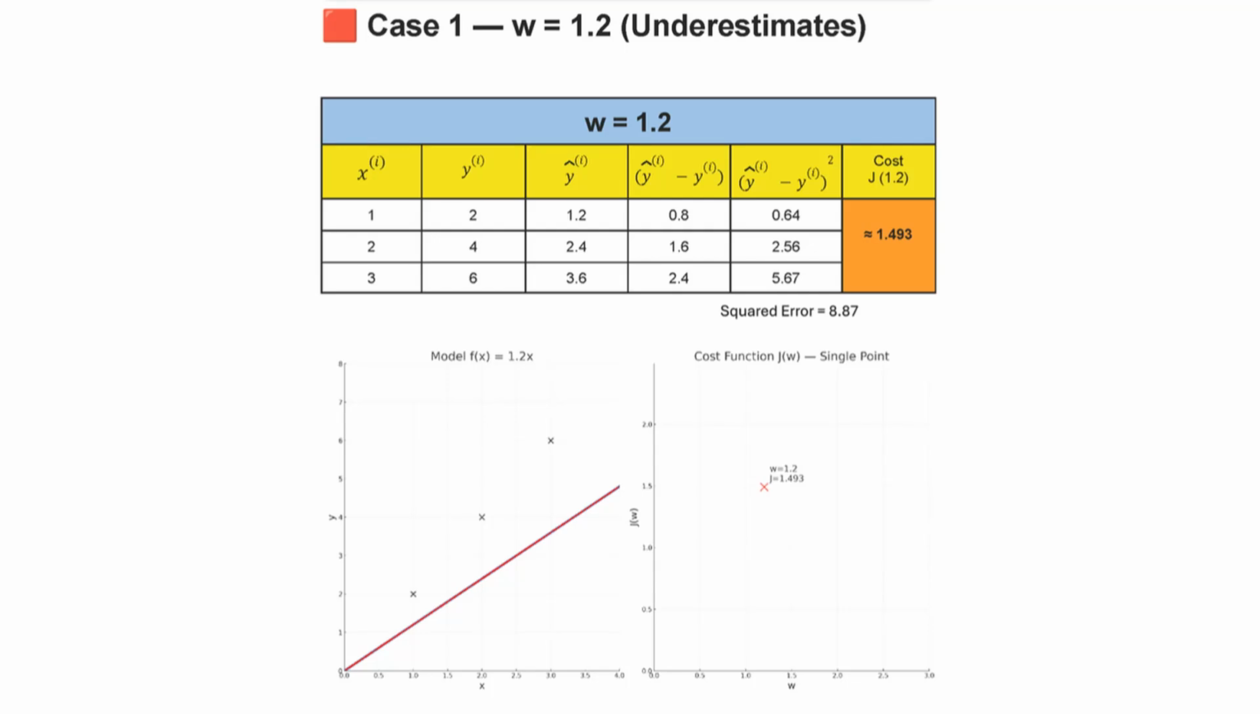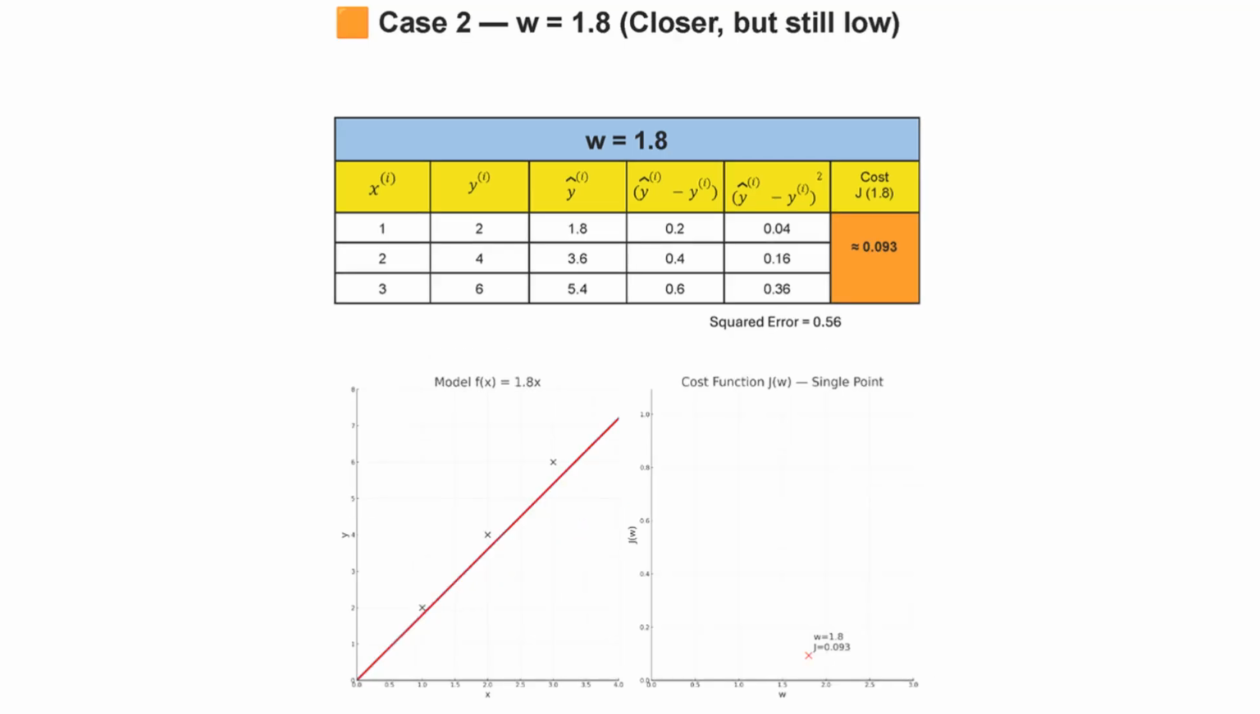We can see that in this case, the cost is relatively large at 1.493, since the squared error is relatively large at 8.87. In this case, our model is underestimating, and our red line appears below our training data points. Let's now change the value of w to 1.8. In this case, the cost is relatively small at 0.093, and our model is making better estimations, but still a bit underestimating. We can see that the model's red line still appears below our training data points, but not as much as in case 1.